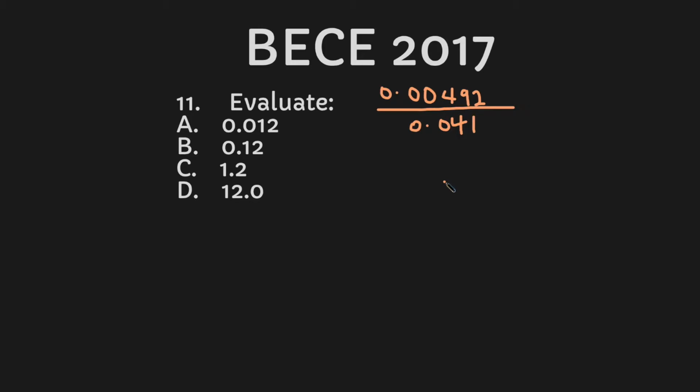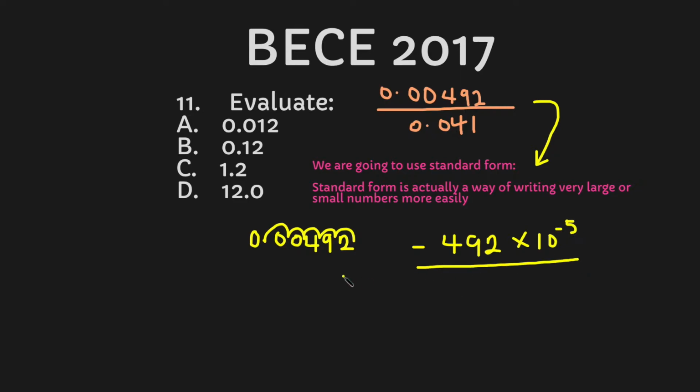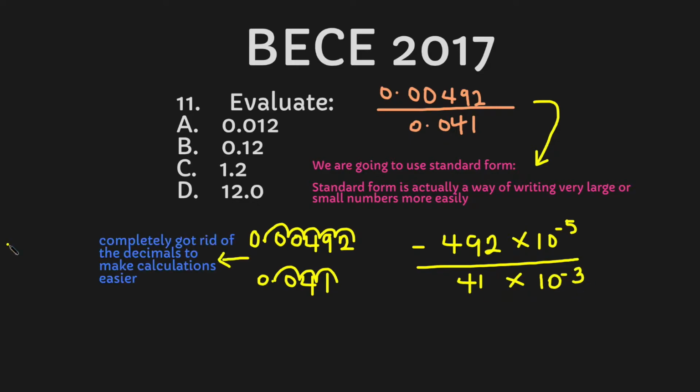Now what I'm going to do is convert them to standard form. I'm going to use standard form to help me better solve this question because it's really going to be very helpful here. 0.00492 can be written as 492 times 10 to the power negative 5. Yes, if we were to reconvert this back, we will still get the same 0.00492. And 0.041 can be written as 41 times 10 to the power negative 3.